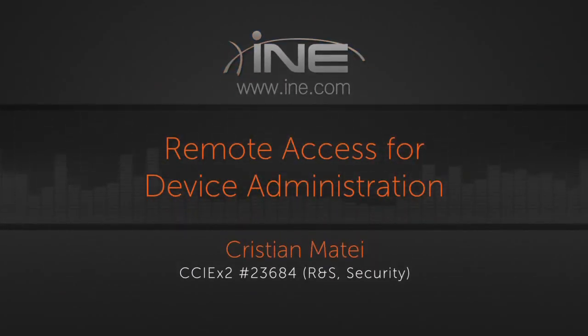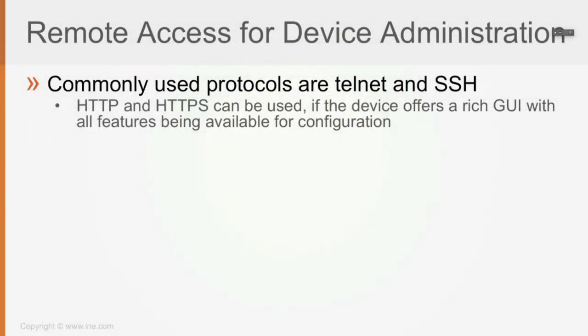Now, before we go to the implementation side, in order to get remote access to a device for device administration, the most commonly used protocols are Telnet and SSH. HTTP and HTTPS can also be used only if, of course, the device that you're trying to access has a rich GUI, in which you can find all features configurable from the GUI. But this is not the use case for Cisco routers and switches. For firewalls, yes, but for Cisco routers and switches, the GUI offers a very limited set of features. So using HTTP and HTTPS doesn't work.